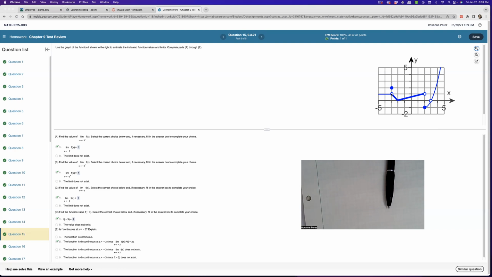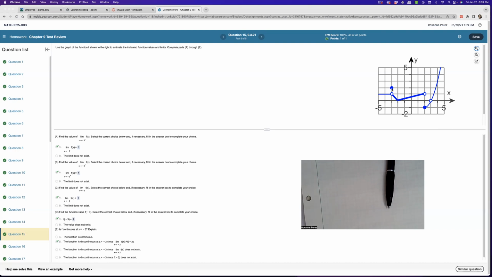Then part D is actually asking you to evaluate the function at -3 and determine the y value. So here, this is x equals -3. This point is not included because it's an open circle. So at x equals -3, the y value for this function is actually 2, this point, which is included.